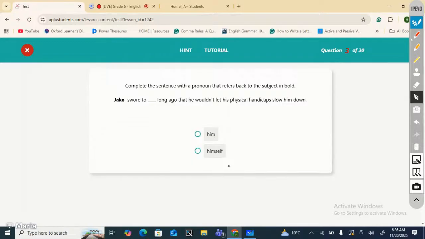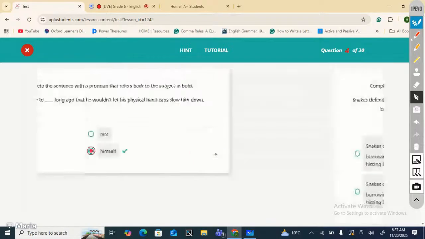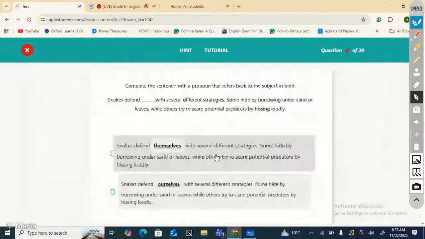Esther is here with an answer, himself. Yes, the pronoun that can refer back to the subject is a reflexive pronoun, and him is not a reflexive pronoun, it's a personal pronoun. So let's choose himself. Jake swore to himself long ago. Good. Asha, your answer is also correct.